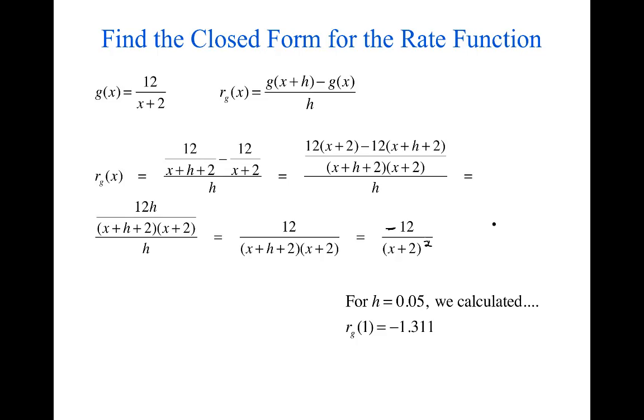Okay, right. So he said plug 1 into this. And you're going to get negative 12 over 9, or negative 4/3. Is that negative 1.33333? Look at that. So for h equals 0.05, we had a pretty darn good approximation. We were off by less than 0.02, right? But here we can just crank it out. Just plug in the 1 and get the exact rate of change.